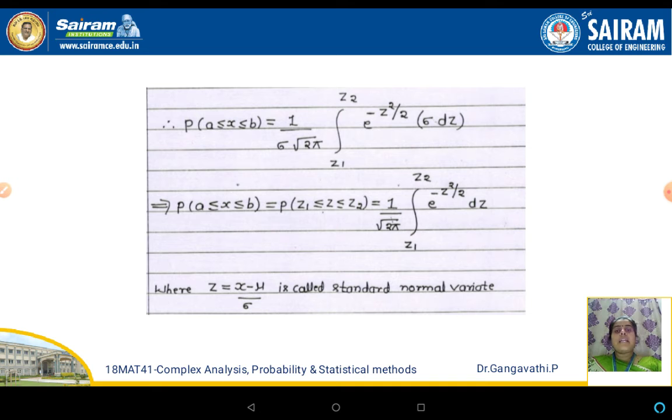And p of a less than or equal to x less than or equal to b, on substituting for x in terms of z, we get integral z1 to z2 e to the power of minus z square by 2 sigma into dz. So here p of a less than or equal to x less than or equal to b is being converted to p of z1 less than or equal to z less than or equal to z2. The variate x has been changed to z, and a and b have been changed to z1 and z2. That I have explained in the previous slide. 1 by root 2 pi integral z1 to z2 e to the power of minus z square by 2 dz. So on substituting for z, x minus mu by sigma, which is a standard normal variate.